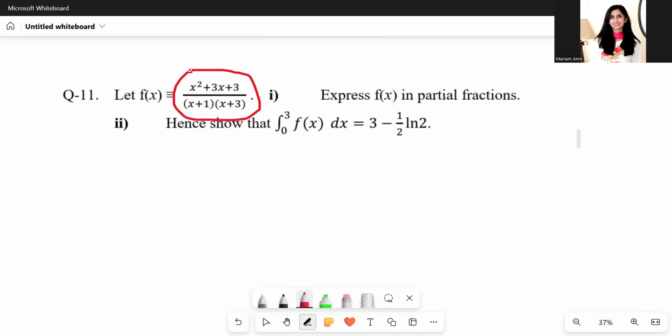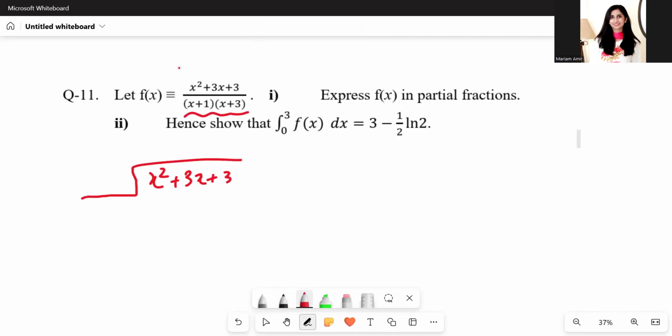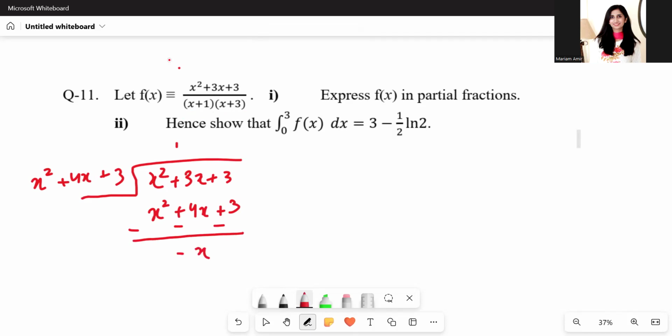So we're going to start by long division. The numerator is x squared plus 3x plus 3, which becomes the dividend. The divisor is the expanded form of this, which is going to be x squared plus 4x plus 3. Let's start with the long division. We'll write 1 here first. So we get x squared plus 4x plus 3. Change the signs, minus, minus, minus, and we get a negative x here.